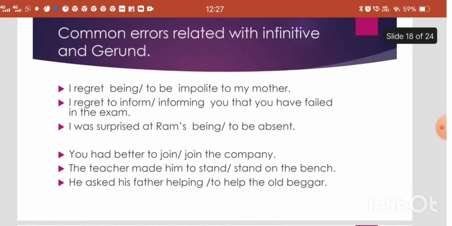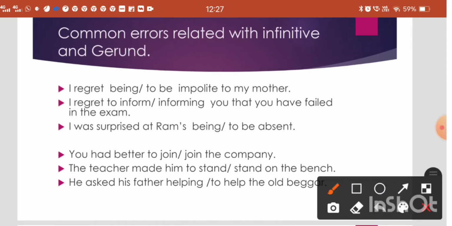Common errors related with infinitive and gerund. This is very important for those students who are appearing in exams, any kind of exam, competitive exams. So they must watch it very carefully. What are the common errors related with infinitive and gerund? The first example, I regret being or to be impolite to my mother. So which option is correct? Being. Here being is suitable. I regret to inform or informing. Here to inform is correct. So certain verbs can take either a gerund form or an infinitive form, but you have to be careful about the meaning of the sentence, the sense of the sentence.